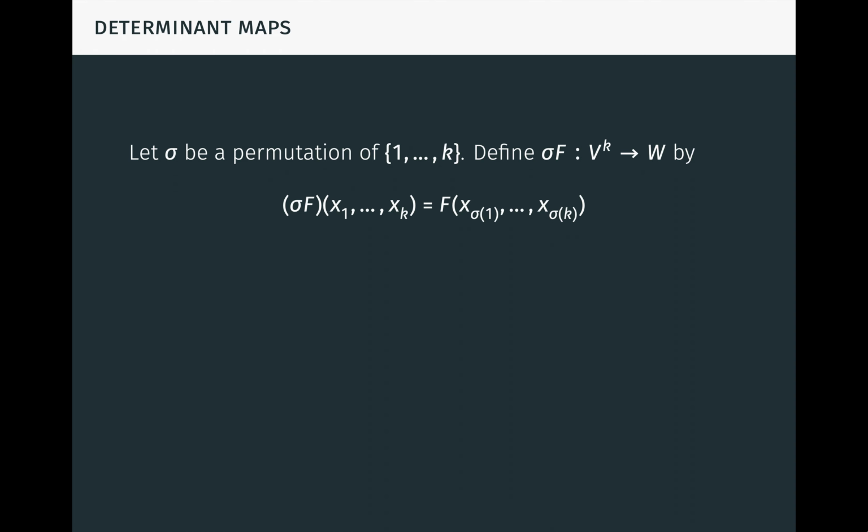Define the map sigma f from V^k to W by the rule seen here. This rule says that to apply sigma f to any k vectors, first number them from 1 to k, then rearrange them according to the permutation sigma, then plug the rearranged vectors into f to get the result.